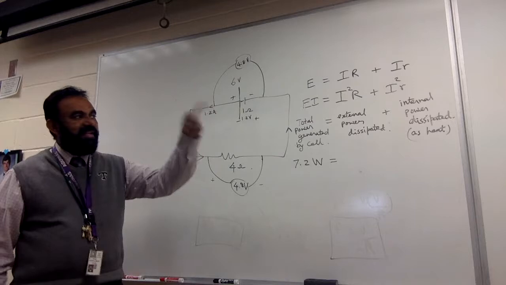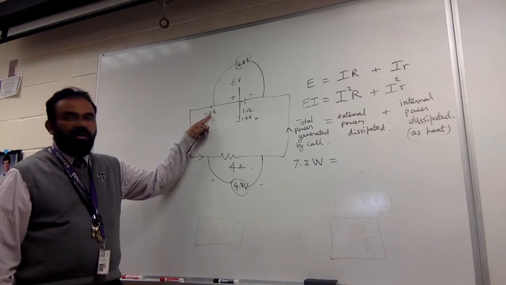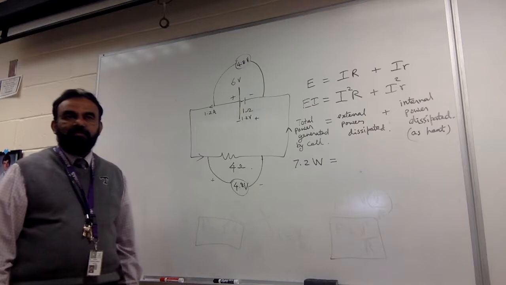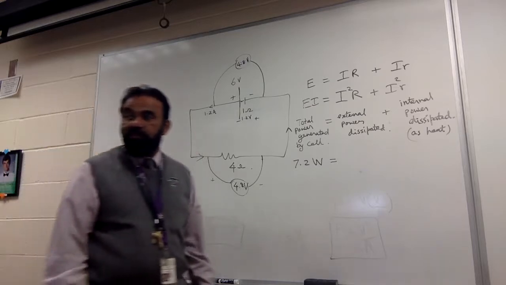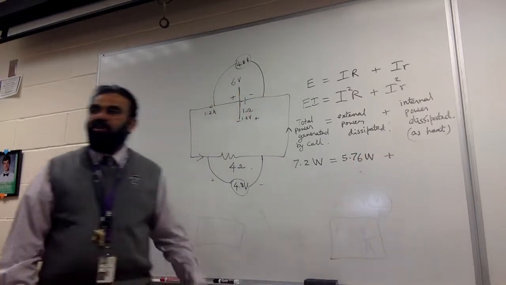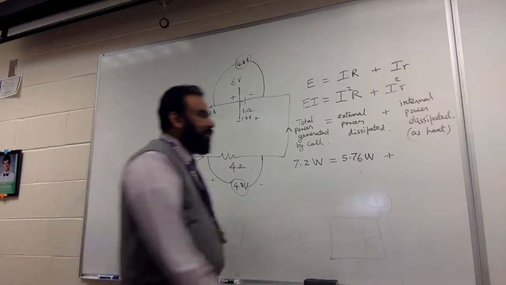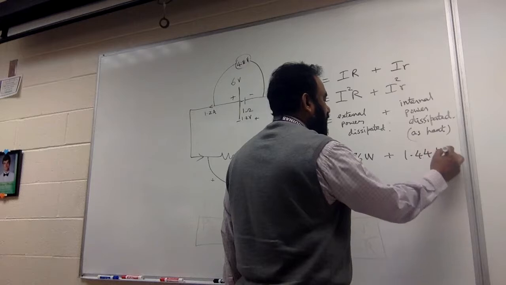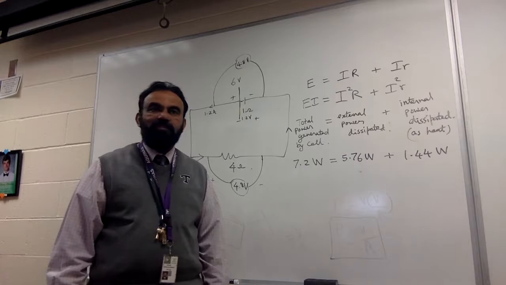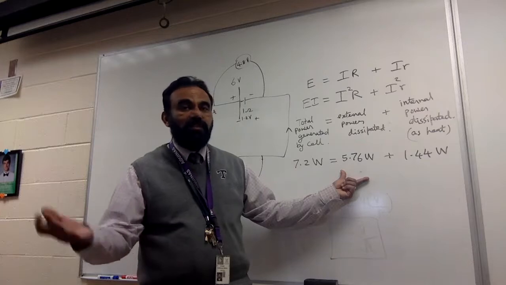What is external power dissipated? Calculate that one. I square R. How much is I square R? 1.2 square times 4. 1.2 square. How much? 5.76. 5.76 watts plus. What's the internal power lost? 1.2 square times 1. 1.44 watts. Add this up, it should be the same. So this is the external dissipated power, which is good because that's something that we're using.